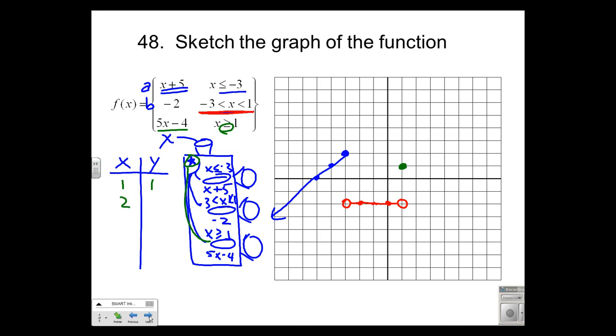And then I send 2. And when I send 2 in there, I get 5 times 2 minus 4, 10 minus 4, 6. 1, 2, 1, 2, 3, 4, 5, 6. And then I'm going to make this a big dot. That's kind of a stopping point. And then on observation, I realize, hey, this is just a line with slope 5. So there is our piecewise function. Takes a little bit of time, but there's no one difficult thing about that.